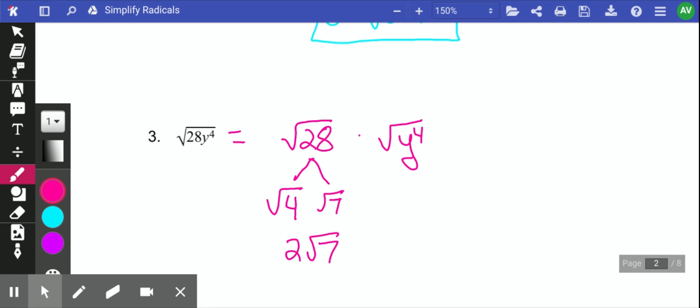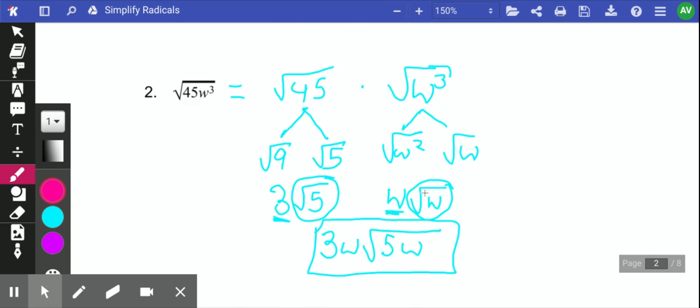Over here, I have y to the fourth power. Now y to the fourth power is a perfect square. What times itself gives you y to the fourth? Y squared. The way that I like to think about it, this is a square root. I imagine there's a little 2 here, even though there isn't. We could always write one in. This is the square root. So I do 4 divided by 2, and I get 2.